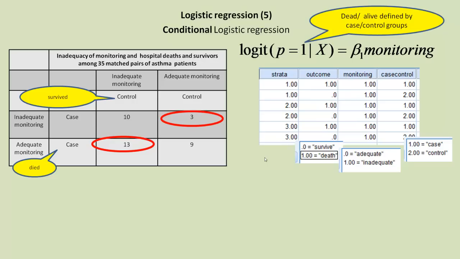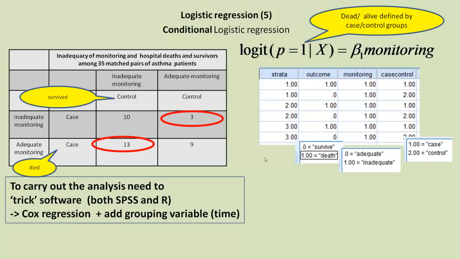So the important thing to notice is that the dependent variable is dead or alive, which defines the case and control groups. So all those in the control group were alive and all those in the case group were dead. But we're considering them equivalent by matching them on various covariates like age and possibly other things. So to carry out the analysis, we actually need to trick the software, and that's a similar situation in both SPSS and R. In both situations we use a thing called Cox regression, which we talked about in survival analysis YouTube videos, and what we do is add a grouping variable, time.